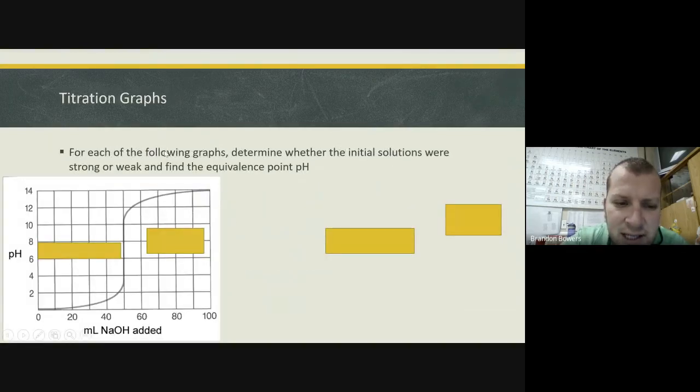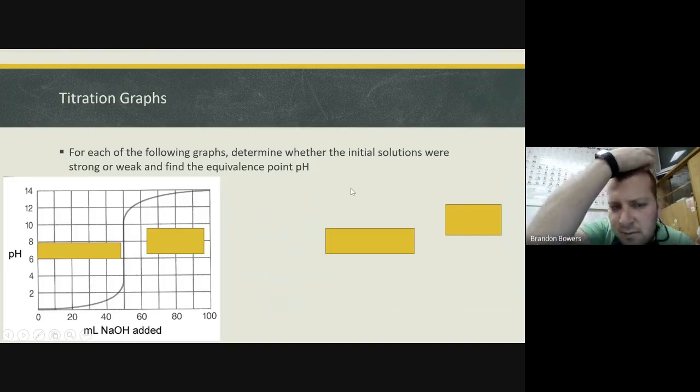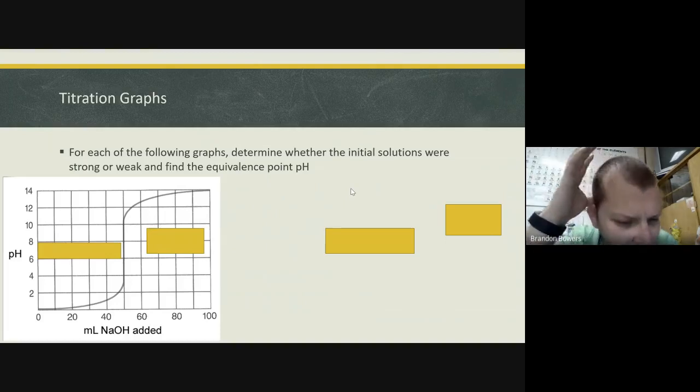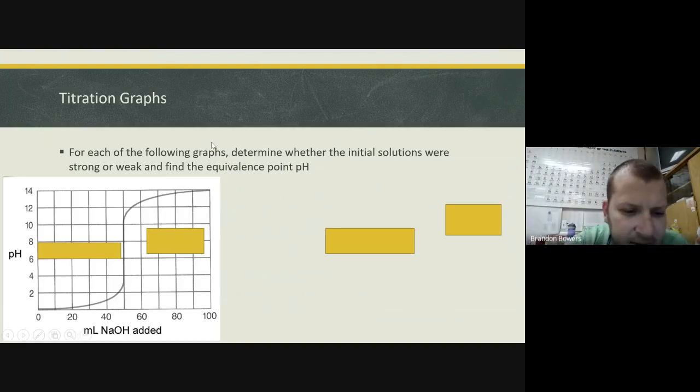Let's look at this. For each of the following graphs, determine whether the initial solutions were strong or weak and find the equivalence point. This flattened out around 1 or 2. Is that a strong acid or a weak acid? That's very strong. So we have a strong acid. What about the base? It's about 14. That's a strong base. Whenever you get closer to 7, that's weak. Anything close to neutral is very weak.